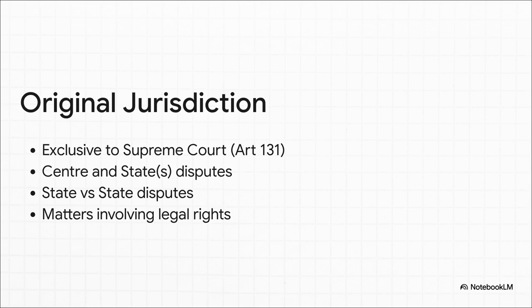Under Heading 2, Original Jurisdiction, Article 131. The Supreme Court has exclusive original jurisdiction in disputes between the center and state or states, state versus state, and crucially, these matters must involve legal rights. Class, underline Article 131 in your exam script. It is an absolute necessity. You must define original jurisdiction strictly as those disputes involving legal rights between federal entities. And the word exclusive here, that is paramount. It means literally no other court in the country can hear these federal disputes as a court of first instance. Do not forget to highlight that term.